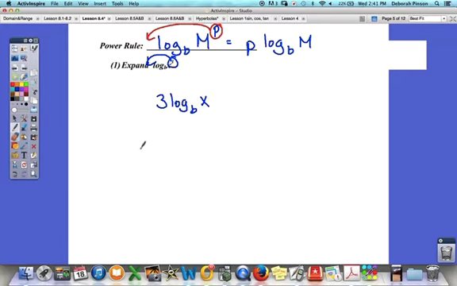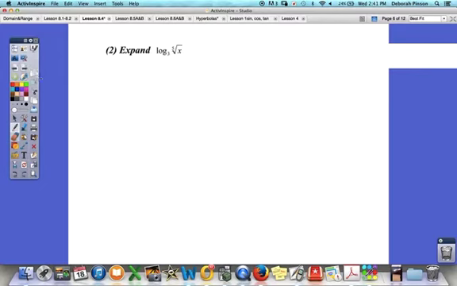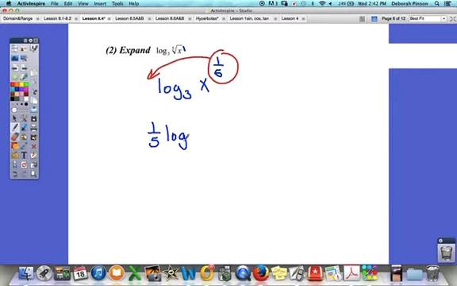Now this can save you a lot of grief in some of your solving later on, so just remember this power rule. Okay, now I want to remind y'all of something, so we're going to expand another time. Remember, if you've got a radical, and this goes back to last chapter, you could rewrite it as a fraction exponent, so 1/5 power, which would then allow me to pull that to the front. So 1/5 log base 3 of x.